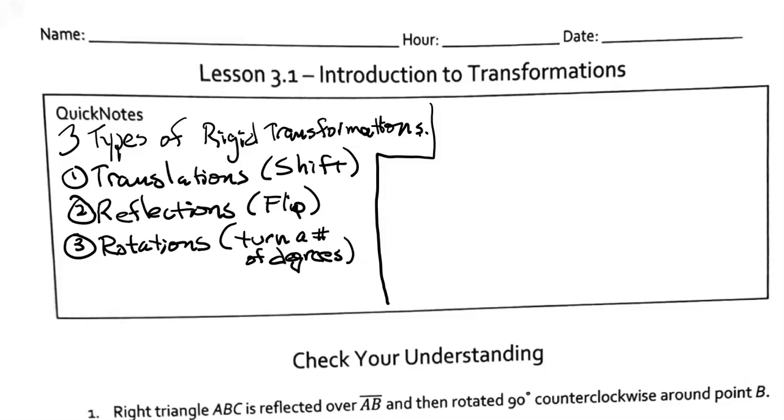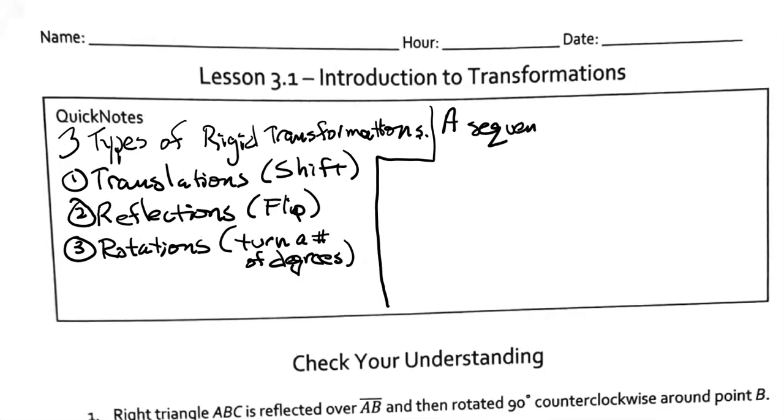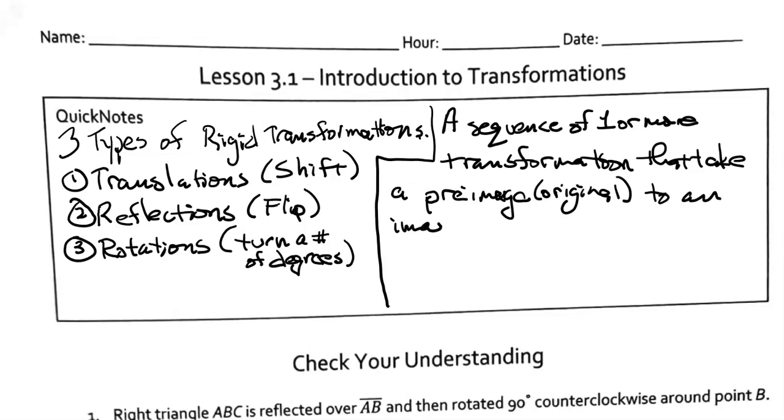So let's take a look at if we have a sequence of one or more transformations that take a pre-image, this is our original, to an image. This is our final spot.